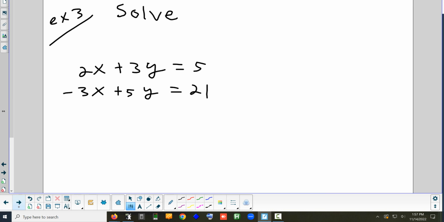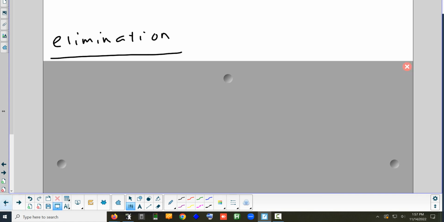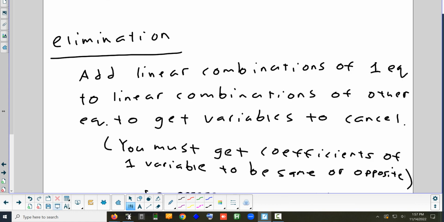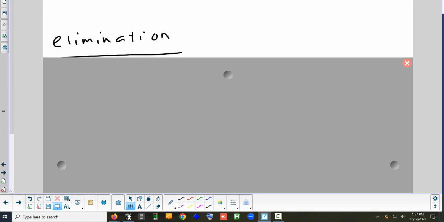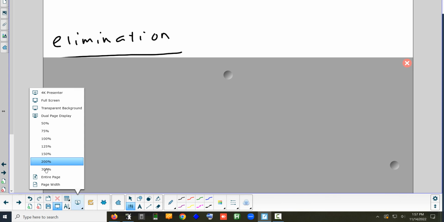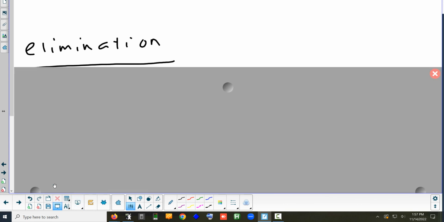A problem like this we're going to do, but we're not going to do substitution because it's not that easy to get x's or y's by themselves here without getting into fractions. So another method we can use is elimination. Elimination is when you basically add one equation to another equation. Sometimes you multiply it by something first before you add it. But the goal is to try to cancel out x's or y's.